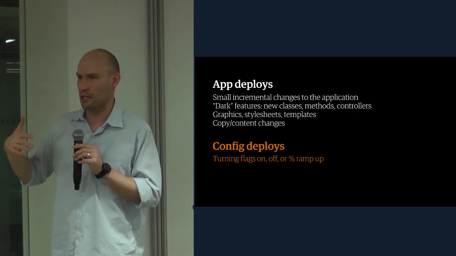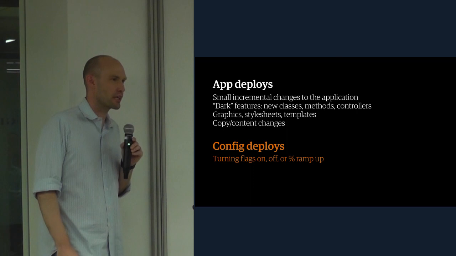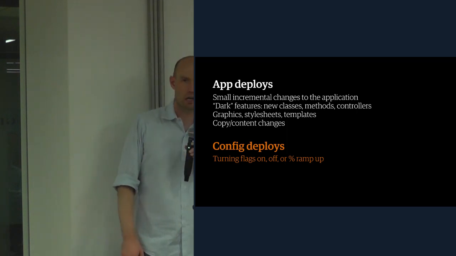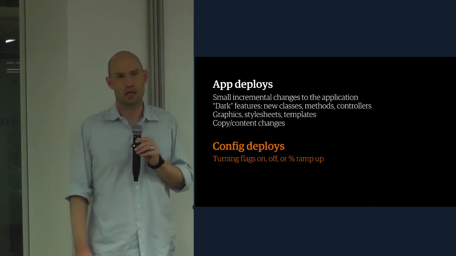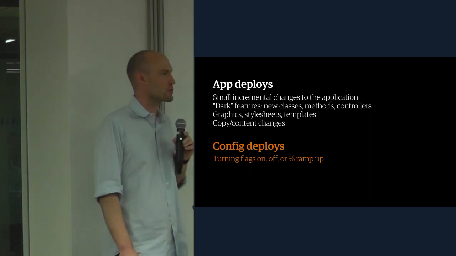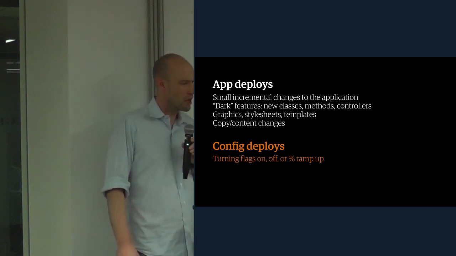So app deploys are like big bits of new code, new unlaunched features that are gated by config flags. It might be simple things like graphics or style sheets or type changes and things like that. In some respects, your entire site becomes a CMS if it becomes easy to deploy it. You don't have to go through an IT department.